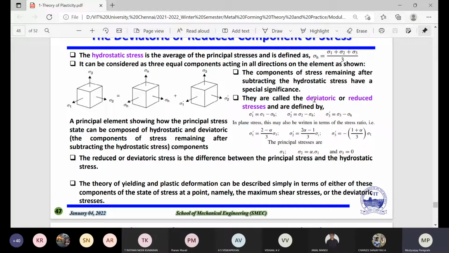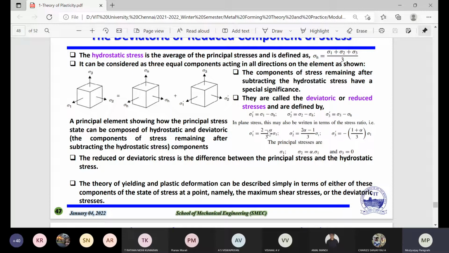The remaining components of stress after subtracting the hydrostatic stress have a special significance, and that is known as the deviatory or the reduced stress. That one you know. I only mentioned this equation here: sigma 1 dash equal to sigma 1 minus sigma h. This sigma 1 dash is known as the deviatory stress. Similarly, you also have sigma 2 dash and sigma 3 dash.